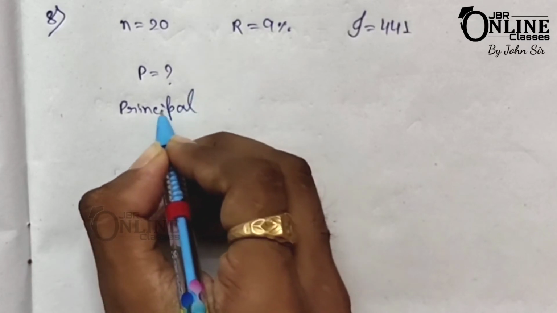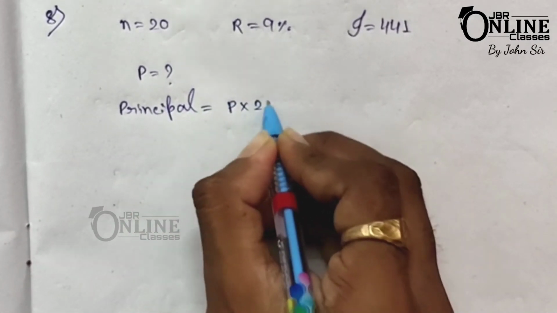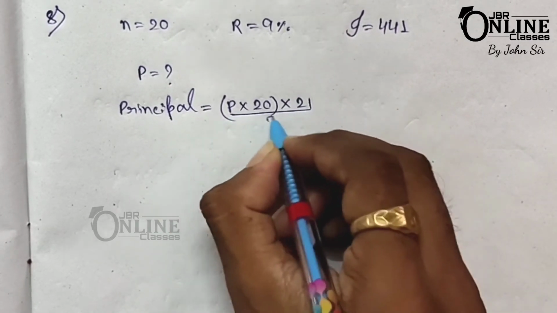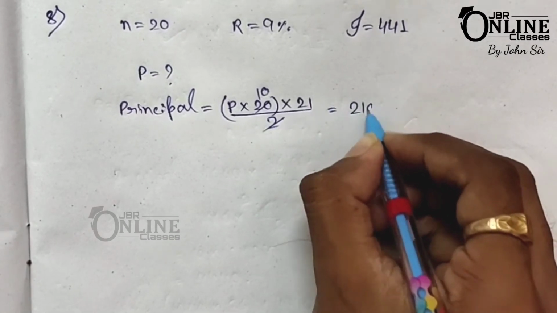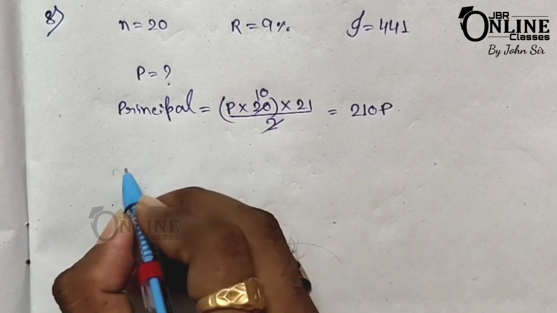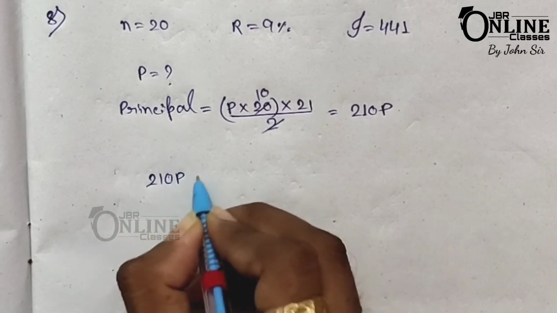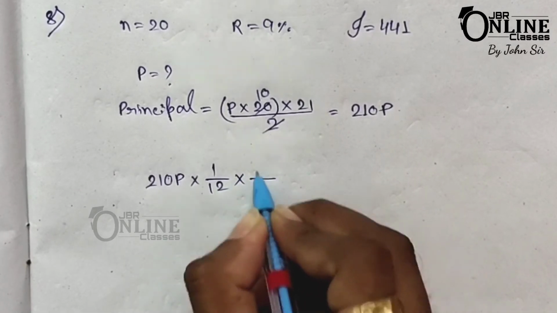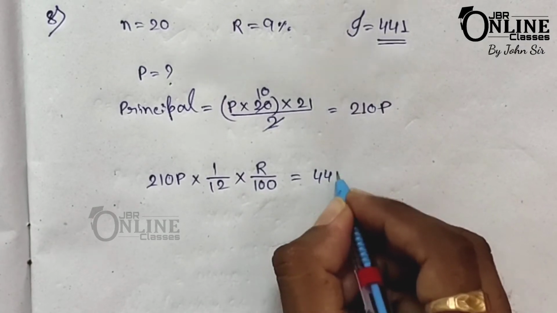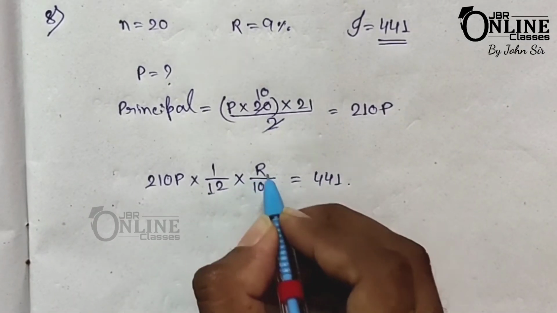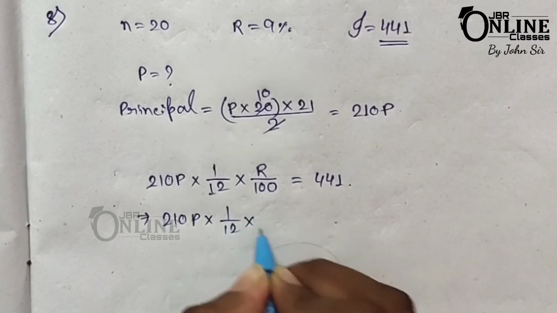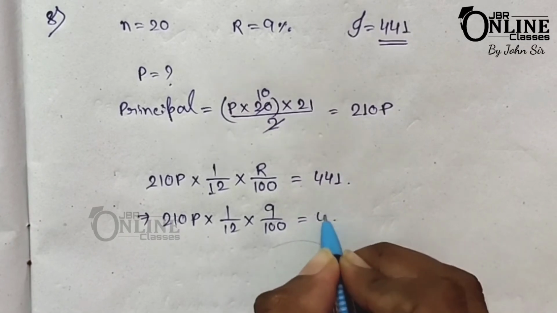So here total principal equals P into n into n plus 1, that means 21 by 2. So 10, so 210p, that is the total principal. Now according to the formula of interest, that equals 210p into 1 by 12 into r by 100 and that equals 441, it's given. So now put down the value of r. Here r equals 9, so 210p into 1 by 12 into 9 by 100 equals 441.